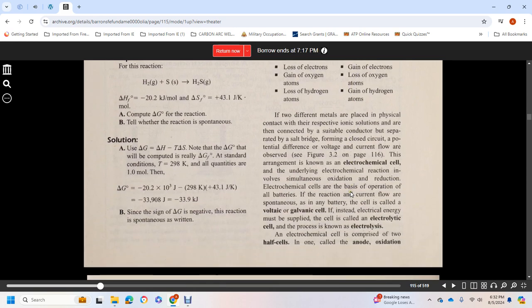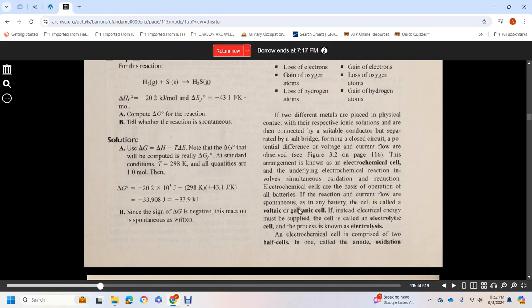Two different metals are placed in physical contact with respective ionic solutions, connected with a suitable conductor and separated with a salt bridge, forming a closed circuit. Potential difference, voltage, and current flow are observed. Figure 3.2, page 116, shows the arrangement, known as an electrochemical cell. The underlying electrochemical reaction involves a spontaneous oxidation reduction. Electrochemical cells are the basic operation of all batteries. The reaction and current flow are spontaneous, as in a battery.